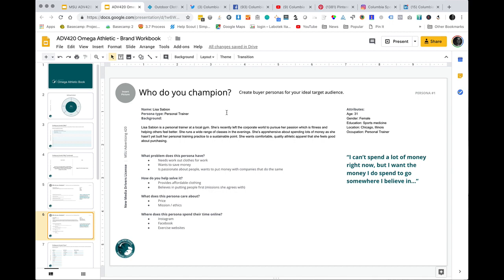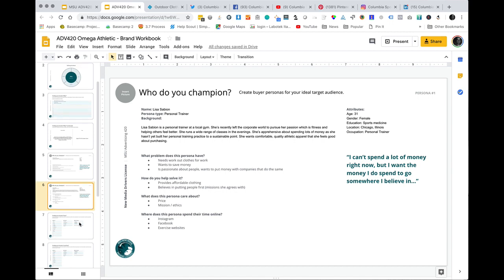She doesn't want to spend a lot of money because she's worried about money, but she also is really a passionate person, so she wants to feel good about what she's purchasing. So really just going to fill in the template here. You can see we kind of assign them some demographic information, but also think about, what are their problems? How do we help them solve it? What do they care about? What's most important to them? And where are they spending some time online? And then providing a little summarizing quote that helps you quickly identify what they're all about.